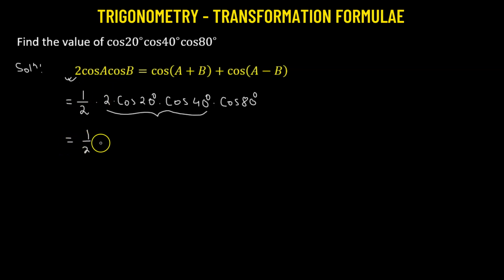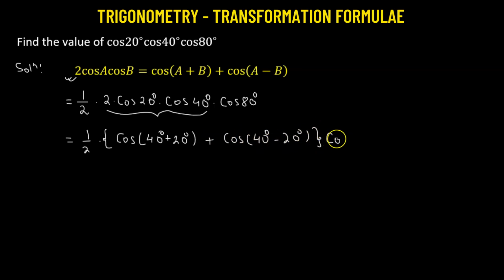We should get half. So let's take A to be 40 degree and B to be 20 degree such that A is greater than B. Now we should get cosine of A plus B, so that's 40 degree plus 20 degree, added to cosine of 40 degree minus 20 degrees. So this is A minus B. Right? So this will be multiplied to cosine of 80 degrees. Now we get half multiplied to cosine of 40 plus 20, so that's cosine 60 degree, plus cosine of 40 minus 20 will be 20. So we get cosine 20 degree multiplied to cosine 80 degree.